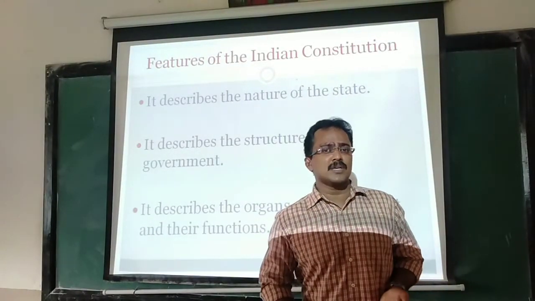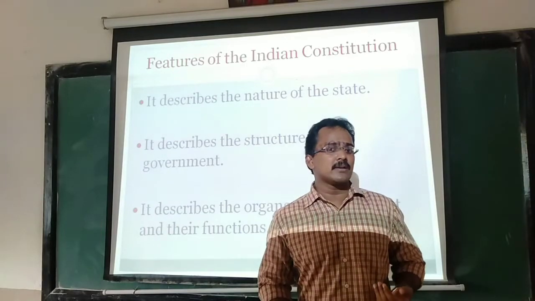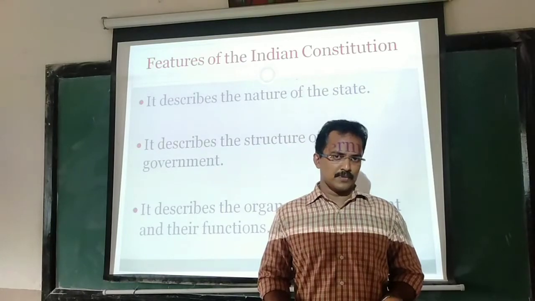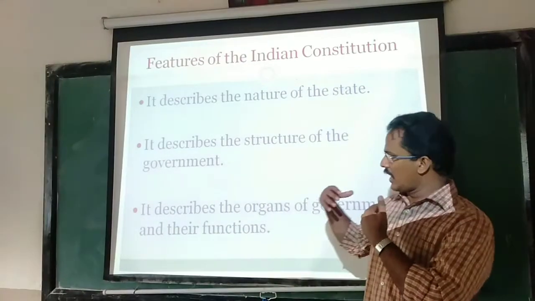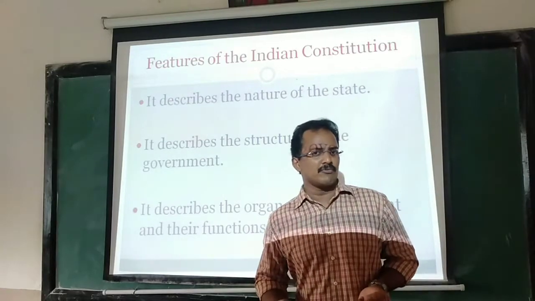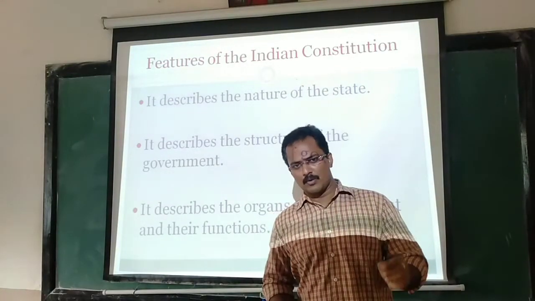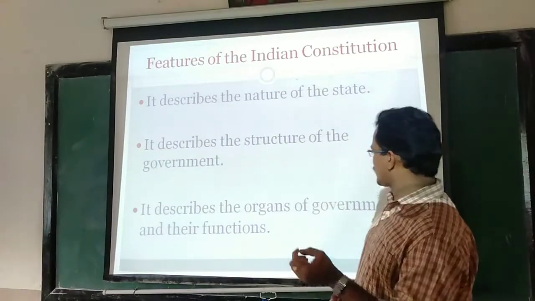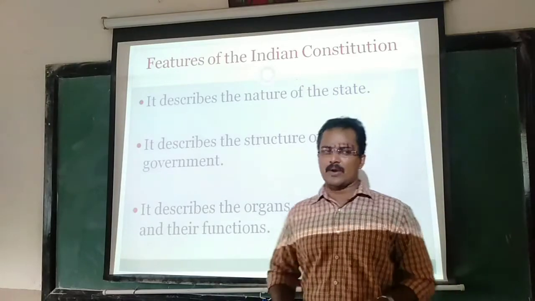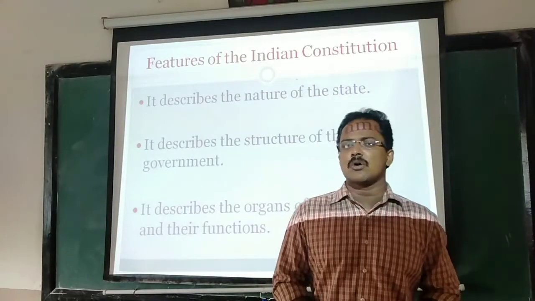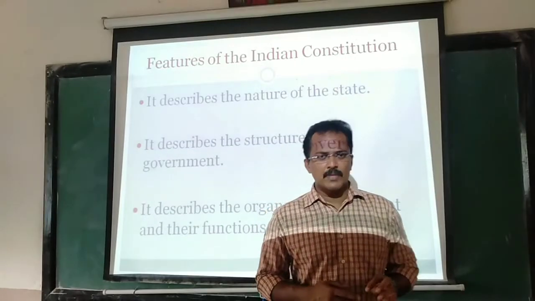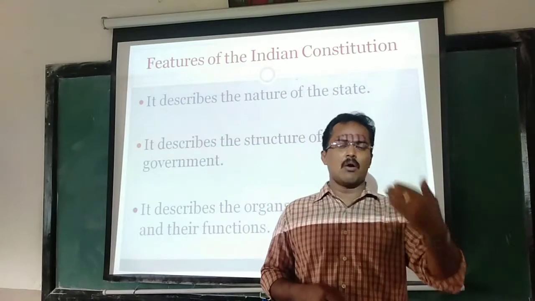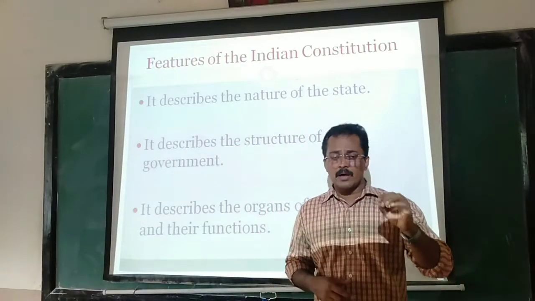If we analyze the structure of the government, we can see that there are federal forms of government and unitary forms of government. We have to study what is the unitary form of government and what is the federal form of government. The third feature: the Constitution describes the organs of government and their functions. The 3 main organs of the government are legislature, executive and judiciary, and their composition and functions. These are the main topics.